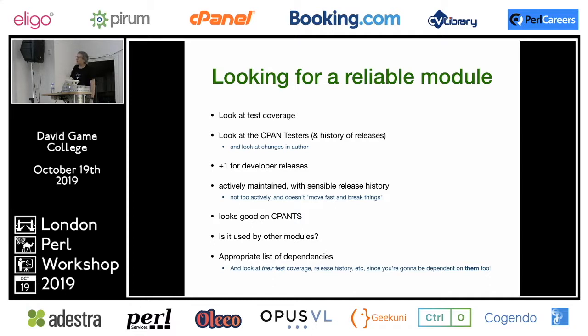CPANs. Is it used by other modules is also another good indicator. And also, look at the modules that you're depending on that you might not be aware that you're depending on, and all the things that I said you might want to look at about module A, you need to then think about all of those for the dependent modules as well.